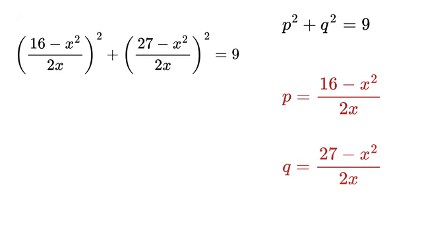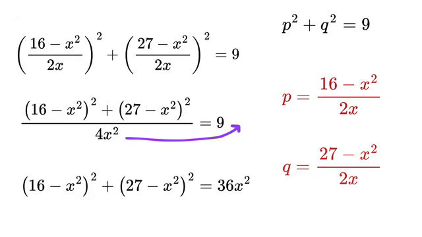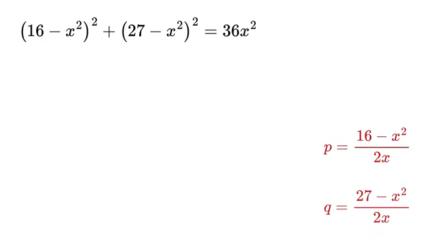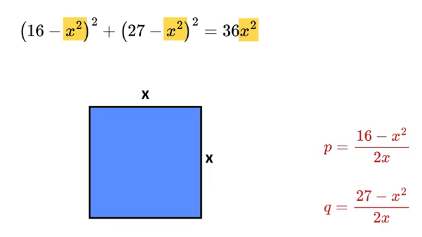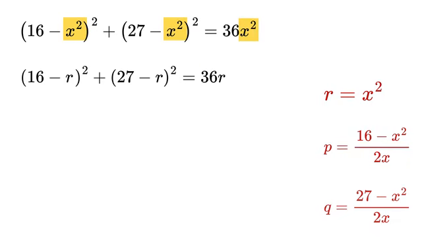Notice that the denominator will be the same, as it will be 4x squared. So take it on the right-hand side. Now we need to solve this equation. But notice that, fortunately, we have all the x squared terms here, and if you remember, our goal is to find the area of the square, or x squared. So, let us substitute r as x squared in this equation to make it like this.